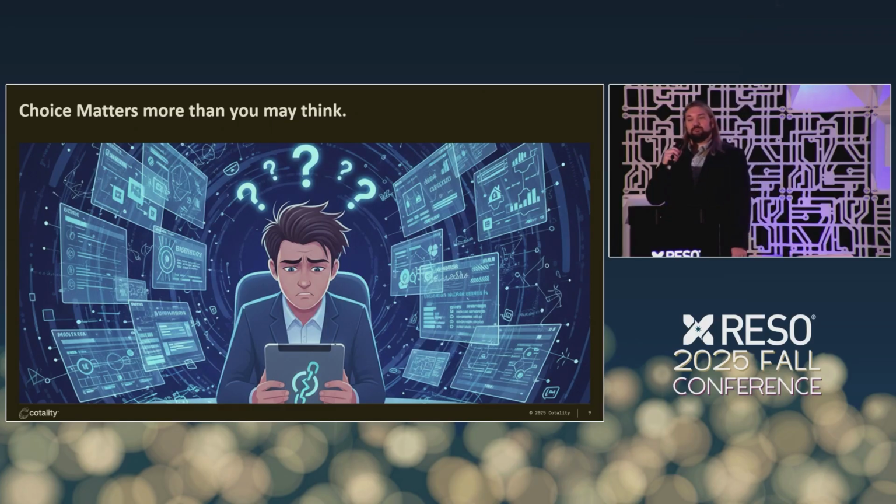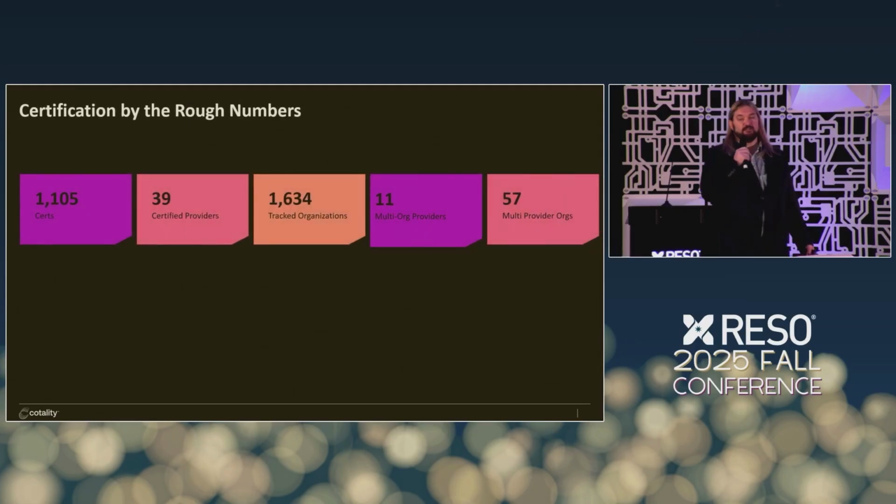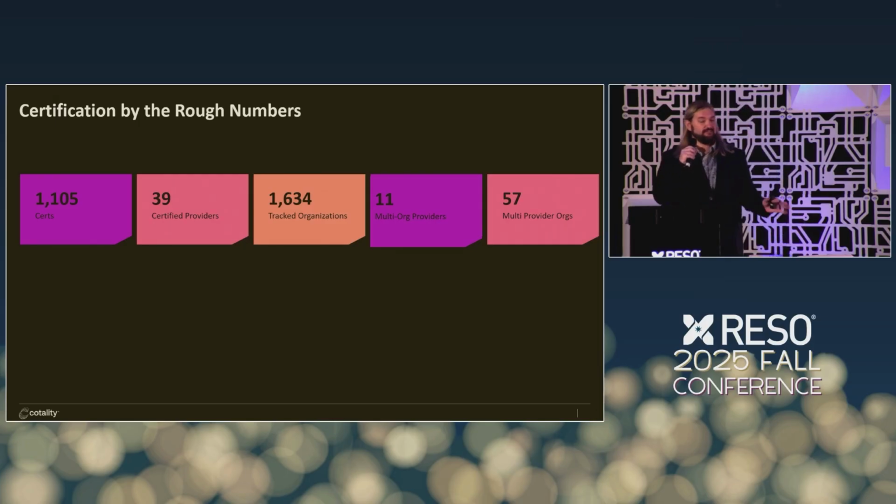So I want to talk a little bit, on the same token but deviating a little bit, on how choice matters a little more than you might realize. So we're going to run through some rough numbers that I threw together with a vibe code app. So I think they're mostly accurate. Check some of these with Josh, but we're calling this certification by the rough numbers.